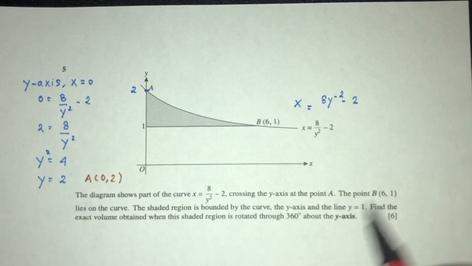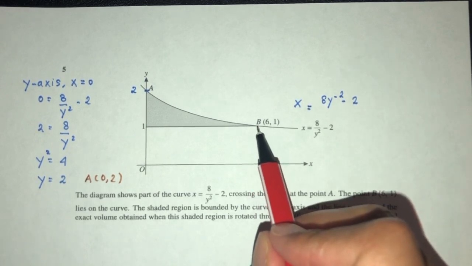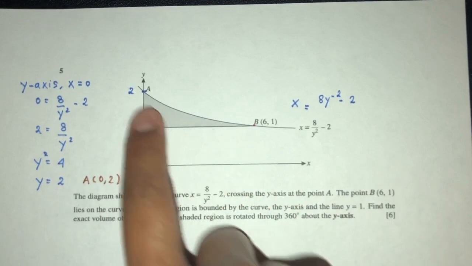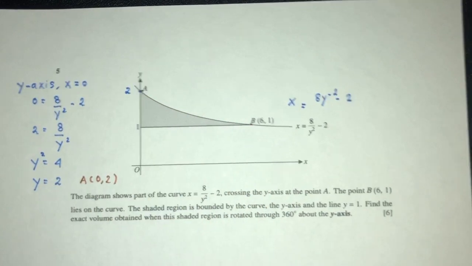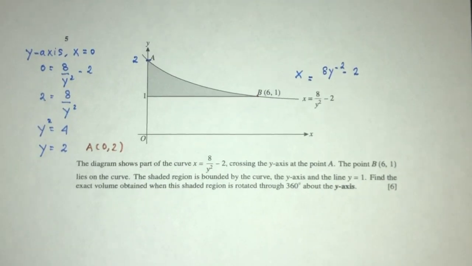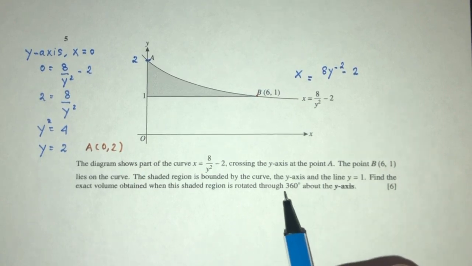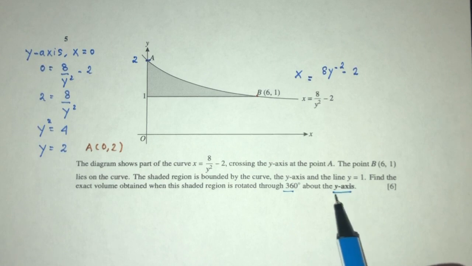Now what else do we need to know? The point B is 6, 1. This is my point B. Okay. Now let's move on to the question. So the region that we have here is bounded by the curve, the y-axis, and the line y equal to 1. As you can see, this is the region that we are referring to. Now find the exact volume when this region is rotated through 360 degrees about the y-axis.